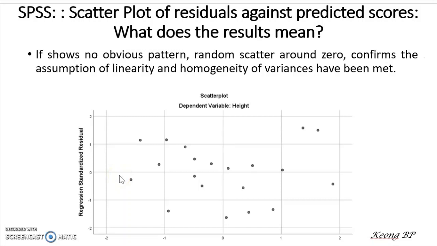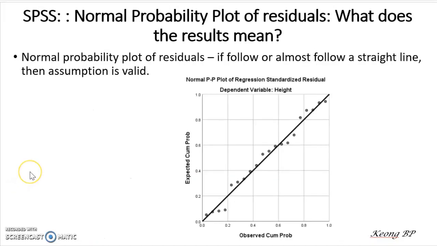And lastly, we need to reconfirm our assumptions based on the two charts that are generated. The first is the scatter plot. The scatter plot generated by our data shows a random pattern, randomly scattered around the zero value. This confirms that the assumptions of linearity and homogeneity of variance have been met. The other chart that is very important is the normal probability plot of residuals. It is generated by our data and shows the dots scattered around the straight line. This shows that our assumption is valid.